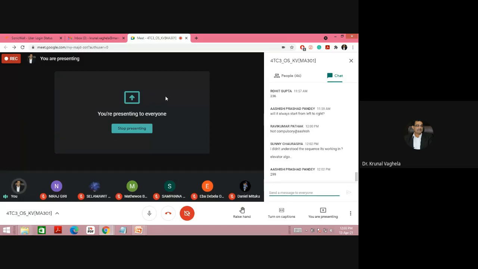Yes, it is not compulsory to go left to right. Whatever is nearest, it will start there. If the left part is near, it will start from the left first and then go to the right. If the right part is near, then it will start from the right first. 299 is not the right answer. A little bit is missing. Can you recheck?